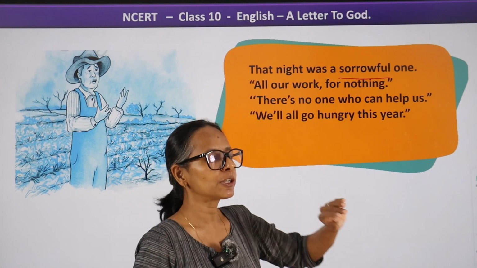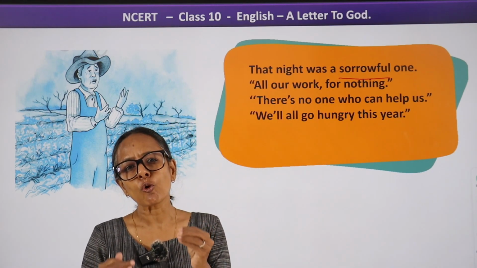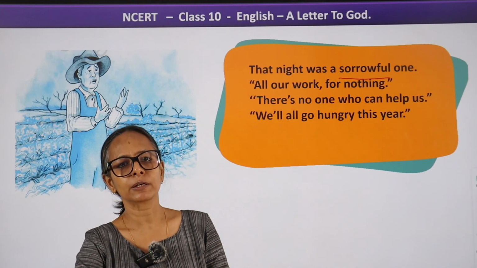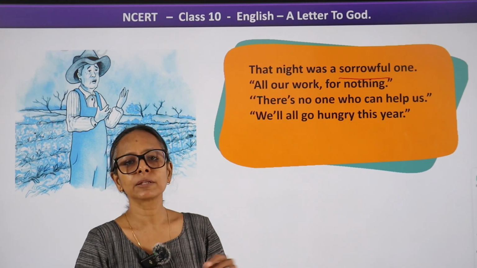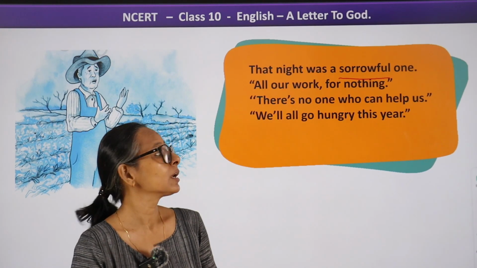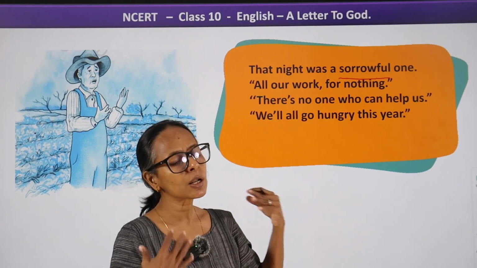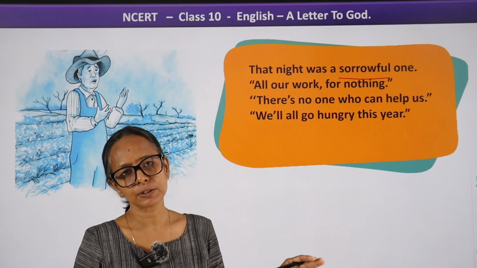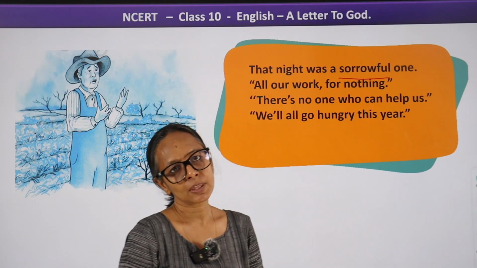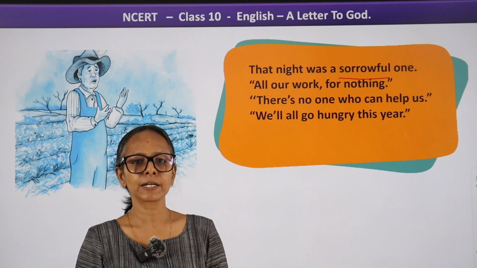All our work for nothing. They have worked so much for so many months. So much hard work had gone into growing the corn here, but everything is suddenly destroyed in just an hour. And so Lencho is saying, all our work for nothing. Everything is waste now. There's no one who can help us. They're all feeling so sad and dejected.